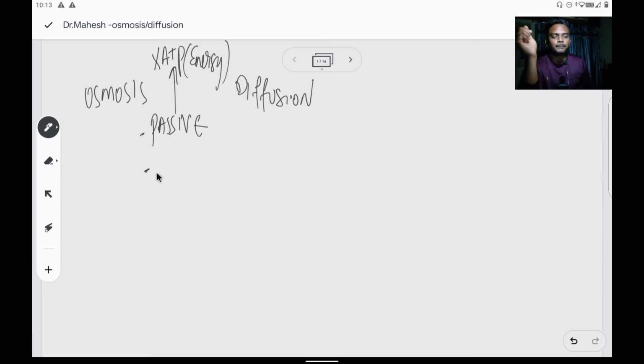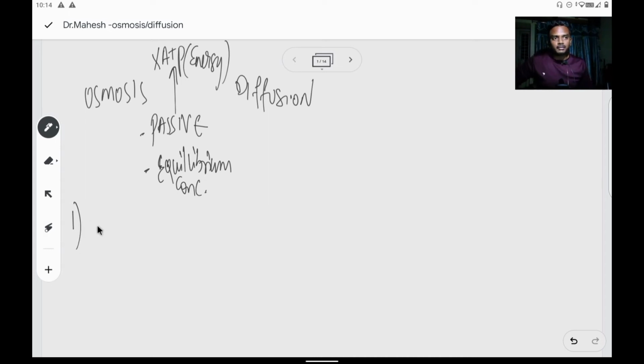The second similarity is that both try to attain the equilibrium. What is equilibrium? Equilibrium concentration. That means the concentration on both sides or in a medium should be equal. These two processes try to attain the equilibrium concentration. Now coming to the slight differences in osmosis.